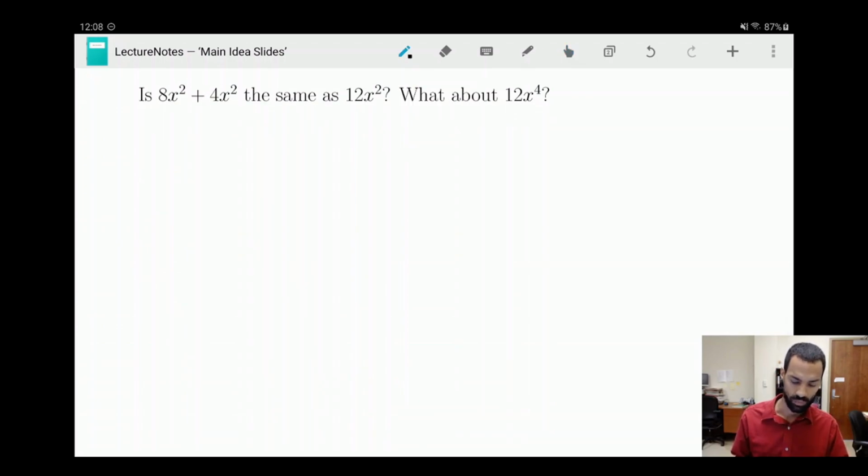What about 12x to the fourth? That's a common question that comes up a lot. Why did I not combine or add up the exponents as well? So let's talk about that for a second.